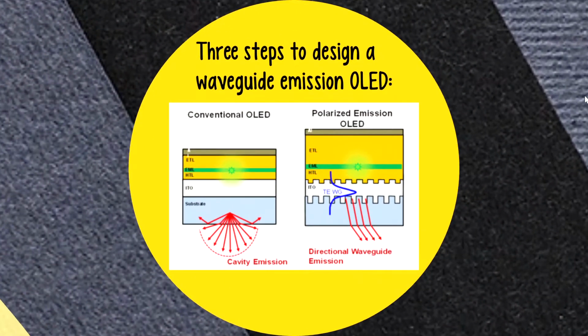There are three steps to design a waveguide emission OLED. First, suppress the cavity emission as in a conventional OLED. Second, couple light into the TE waveguide mode in the ITO anode. Finally, couple the TE waveguide mode out through the corrugated substrate-ITO interface.